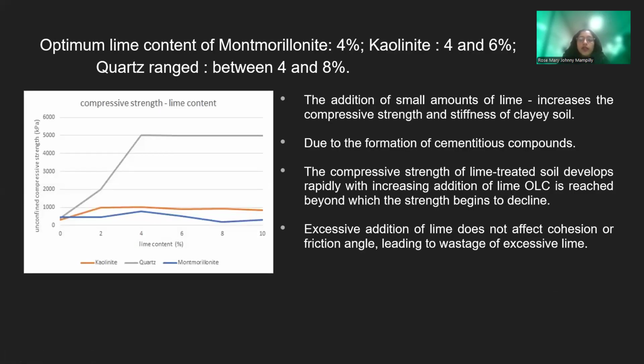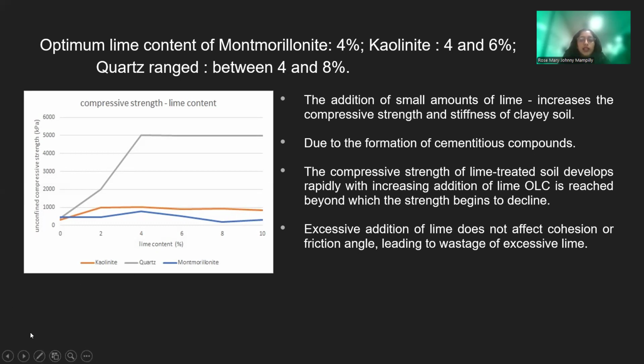From the research paper of Bell, the optimum lime content of montmorillonite is 4%, kaolinite is between 4 to 6%, and quartz ranges between 4 to 8%. The addition of small amounts of lime to these clay soils gives rise to a notable increase in unconfined compressive strength. The compressive strength of lime-treated soil develops rapidly with increasing addition of lime until an optimum lime content is reached, beyond which the strength begins to decline.